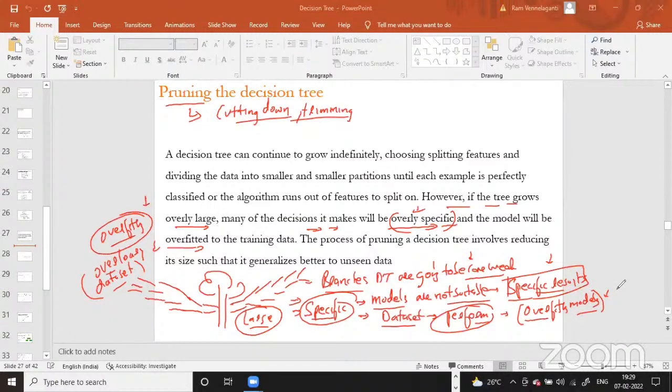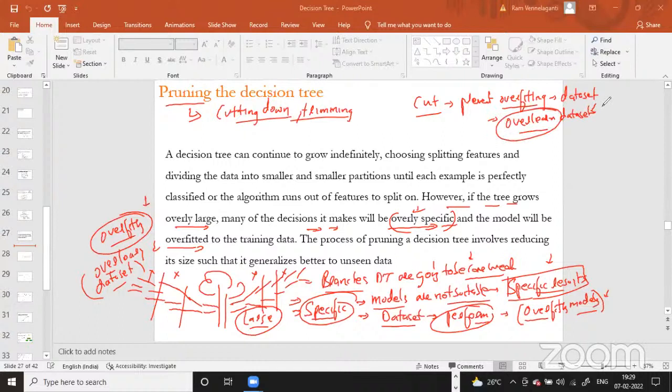So what is it you have to do? You have to cut your branches. We don't want to allow the tree to grow indefinitely. So cut your branches. When you cut your branches, you are going to prevent this problem of overfitting. Your models are not going to overfit on your data set. Your models are not going to memorize. Your models are not going to overlearn from your data set. So this pruning is done to prevent your model from overfitting.